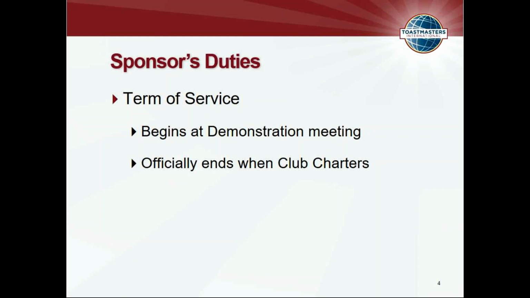I say officially because there's a certain level of ownership in developing new clubs. And usually sponsors will continue to be part of the club, check in on it, even if they're not officially members of the club. They will continue helping out with the club, and they have a vested interest in making sure that it succeeds. But officially, they receive credit when the club charters.